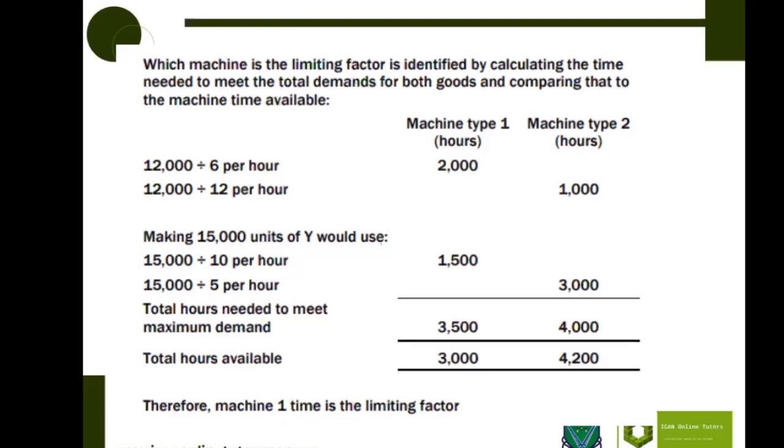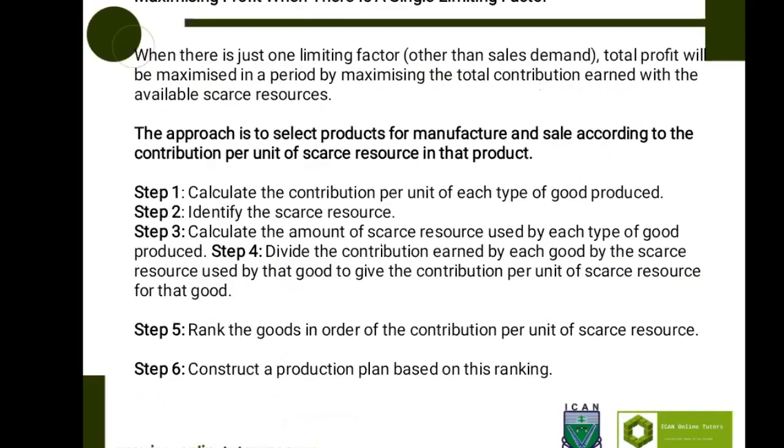So we can see machine type 1, the hours available is 3,000, while total hours needed to meet maximum demand is 3,500. So it does not have enough hours to meet maximum demand. How can we maximize profit when we have a single limiting factor?